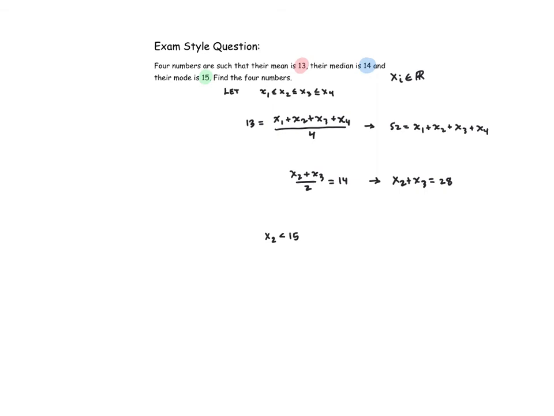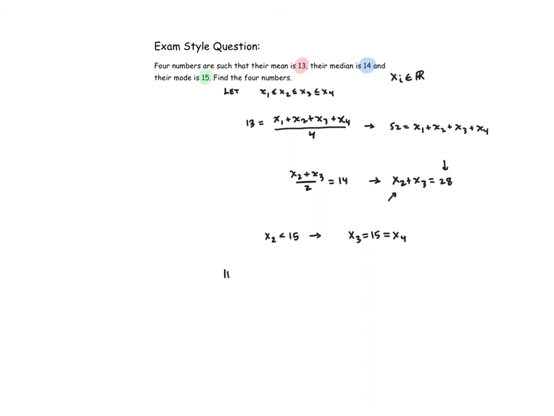Now, how do I know that that's true? Well, let's consider if x2 was 15. Then x3 would have to be greater than or equal to 15, which would not allow for x2 plus x3 to be 28. So that tells me, just by a little bit of logic, that x3 and x4 are 15.